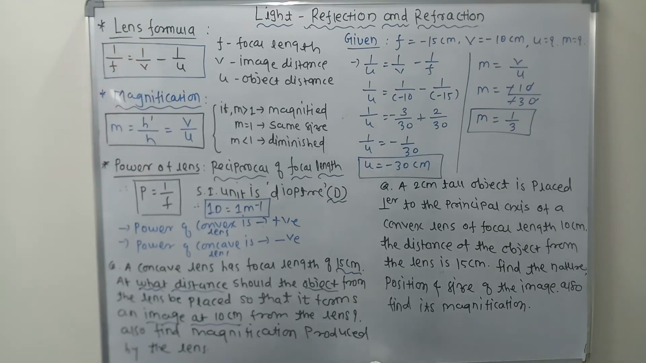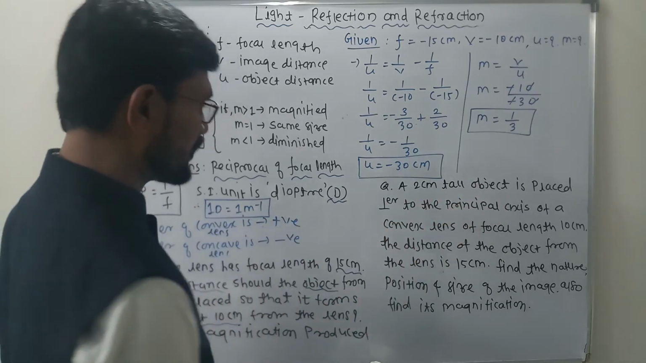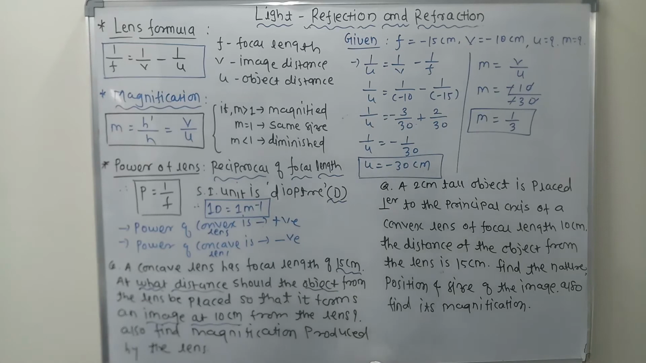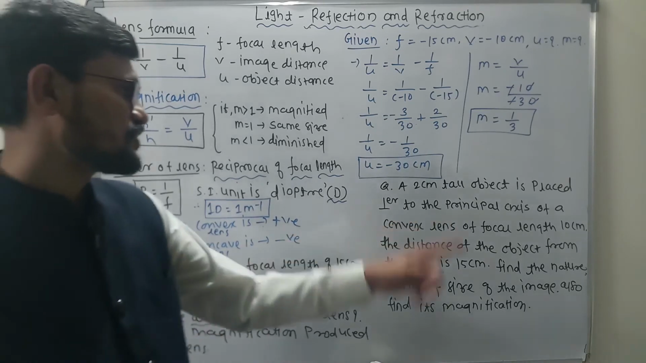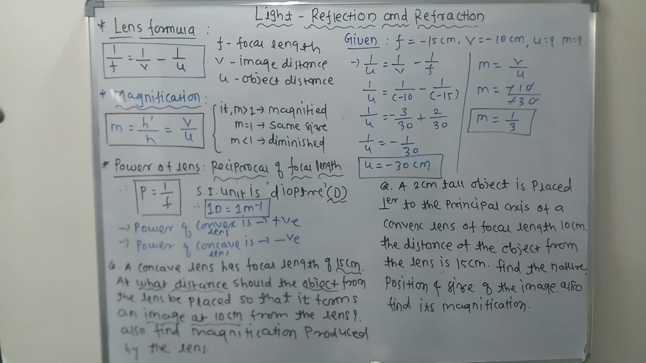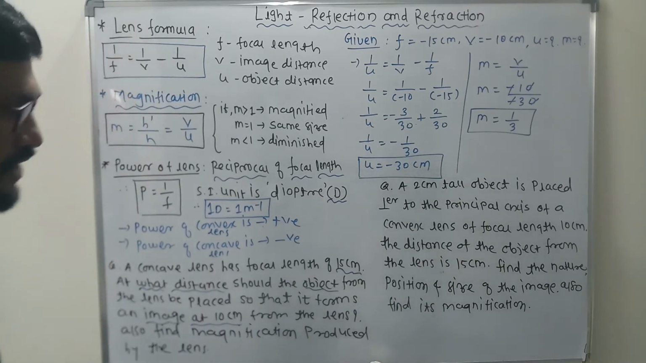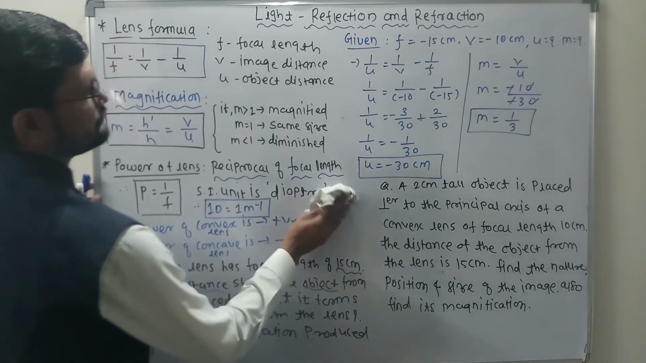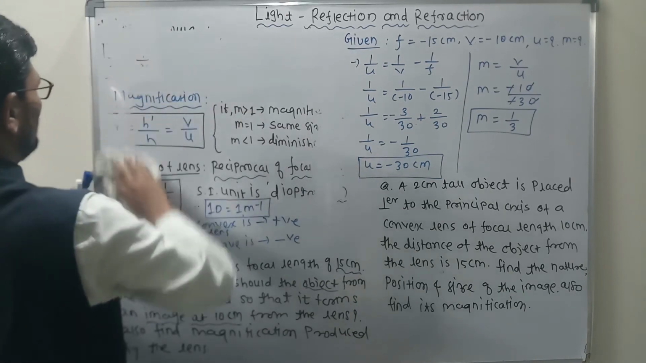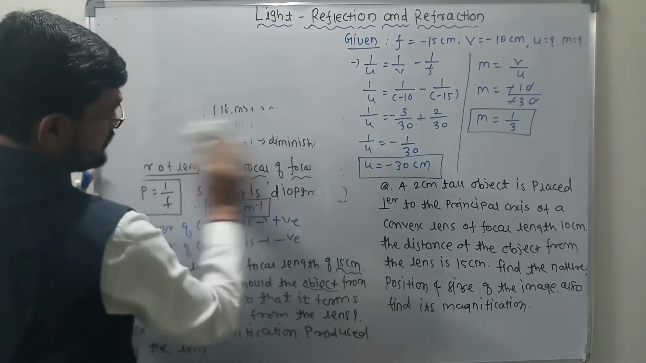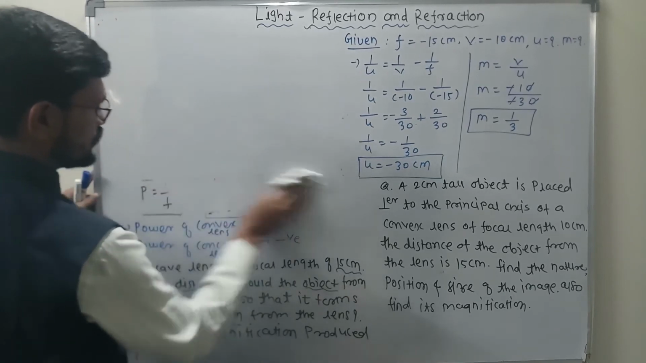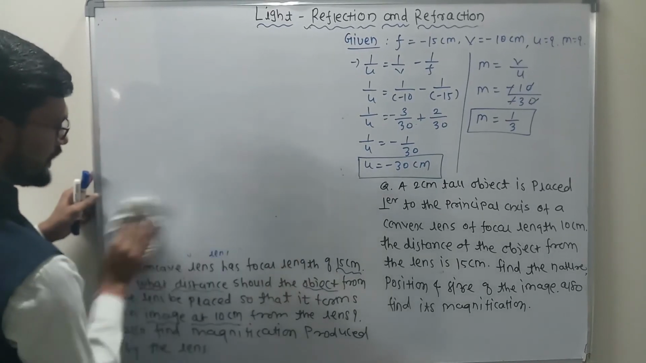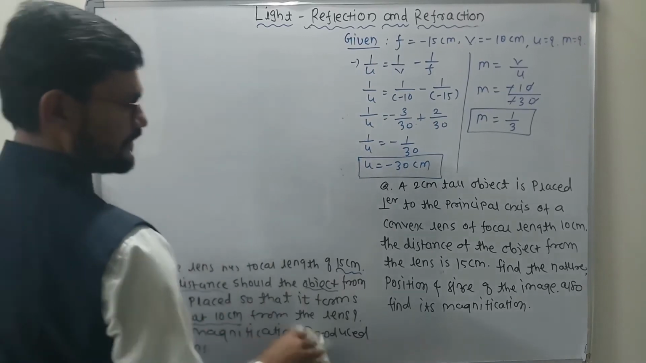Okay. Now we will try to understand the next one. A 2 centimeter tall object is placed perpendicular to the principal axis of a convex lens of focal length 10 centimeter. The distance of the object from the lens is 15 centimeter. Find the nature, position and size of the image. Also find its magnification. Let us do this example. How to do this? See, sometimes sign conventions are very important. So you should always remember to focus on the sign conventions.